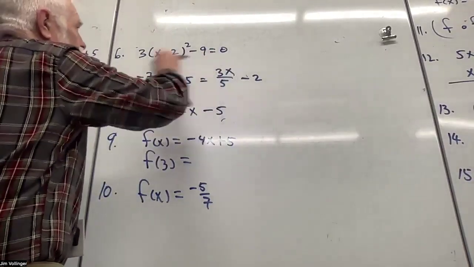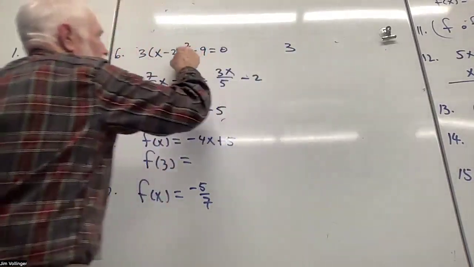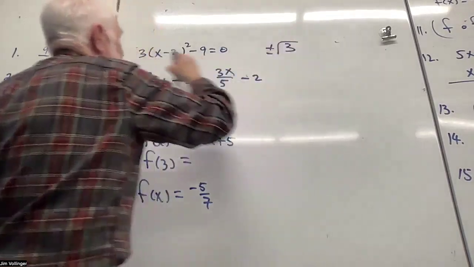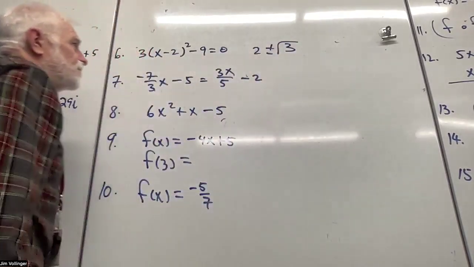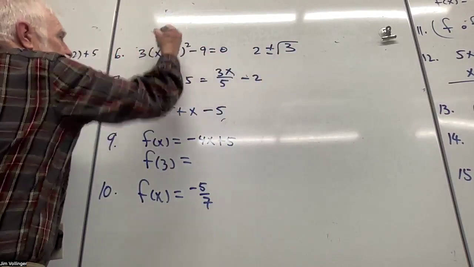So adding 9, dividing by 3 gets us 3, plus or minus the square root. Subtraction of 2 becomes addition of 2. So that's the solution for x.